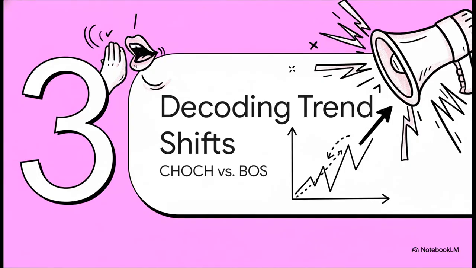So if a broken trend line is just a warning, what's the actual signal we're looking for? Well, this brings us to 2 of the most important concepts you'll learn. CHOCH, the change of character, and BOS, the break of structure. Think of it this way. One is a whisper that change is coming. The other is a shout that it's here.